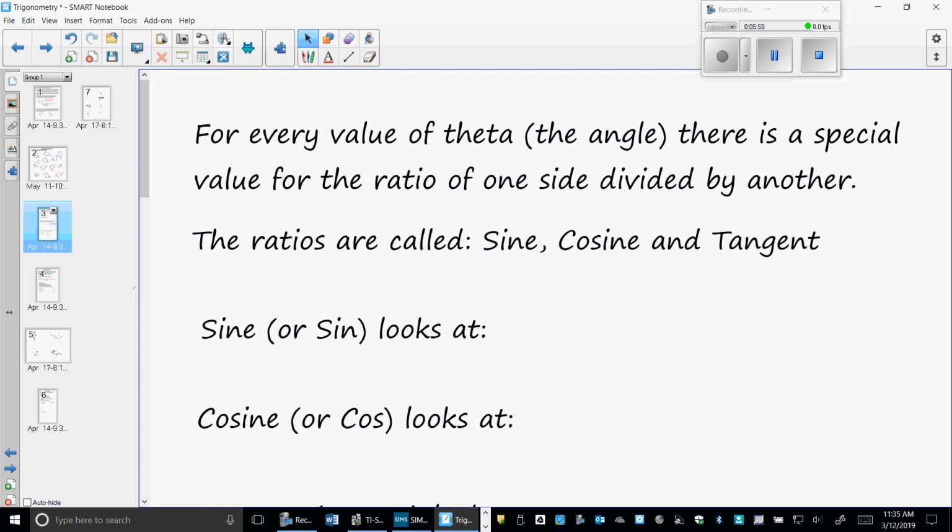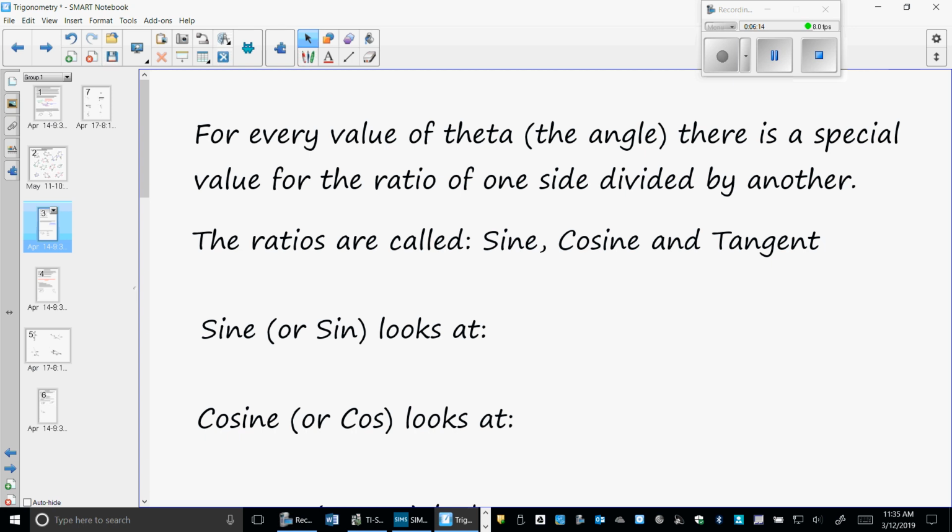On your calculators, if you have a baby calc, you'll see a sin, cos, tan button. And on your big calc, you have a button that says trig. When you press that, you're going to get the trig ratio functions there.